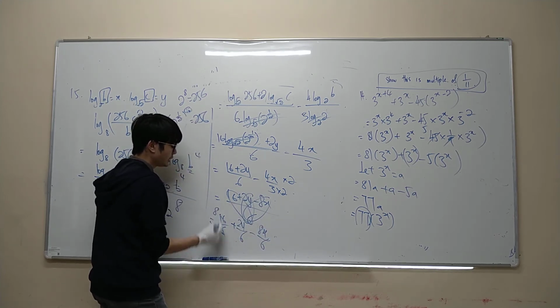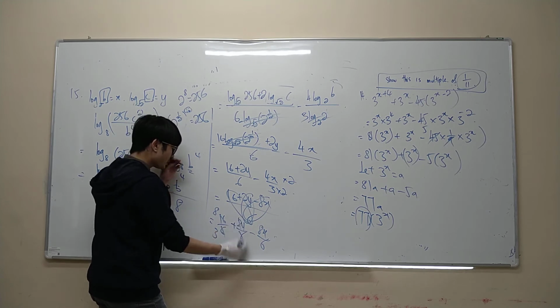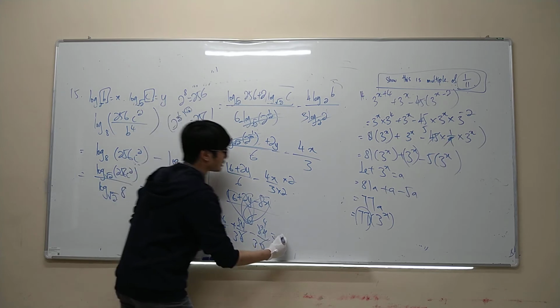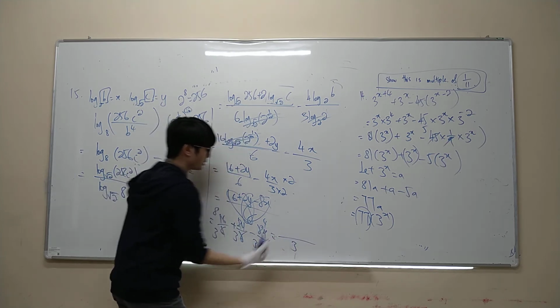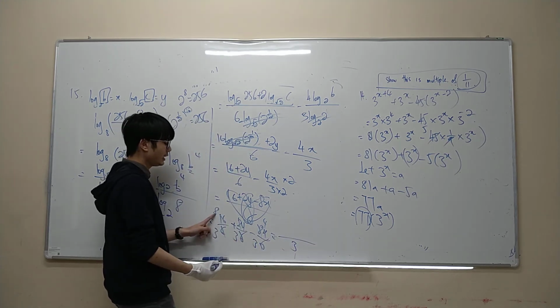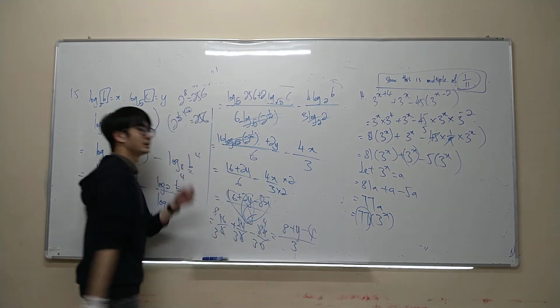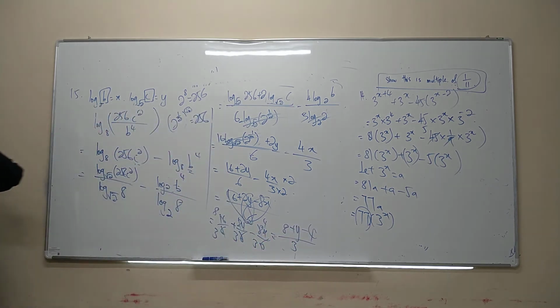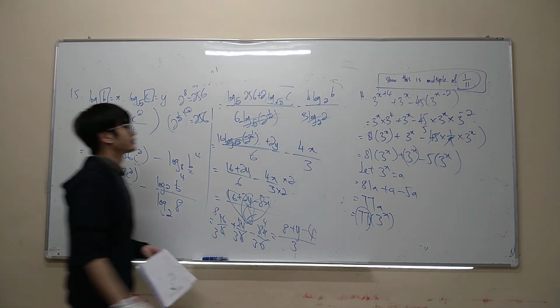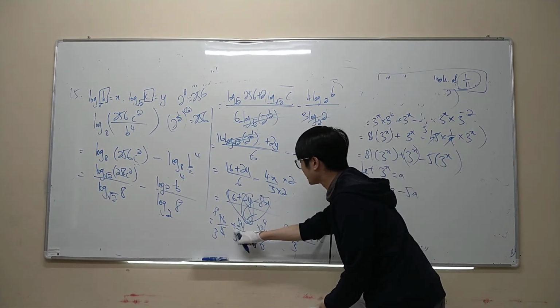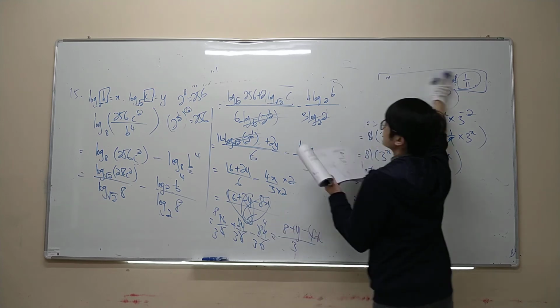Cancel, divide by 2: 8 over 3, y over 3, and 4x over 3. And then combine back, all over 3: 8 plus y minus 4x. So, yeah. Okay, that's the answer. This one is 4x. 8 plus y minus 4x over 3.